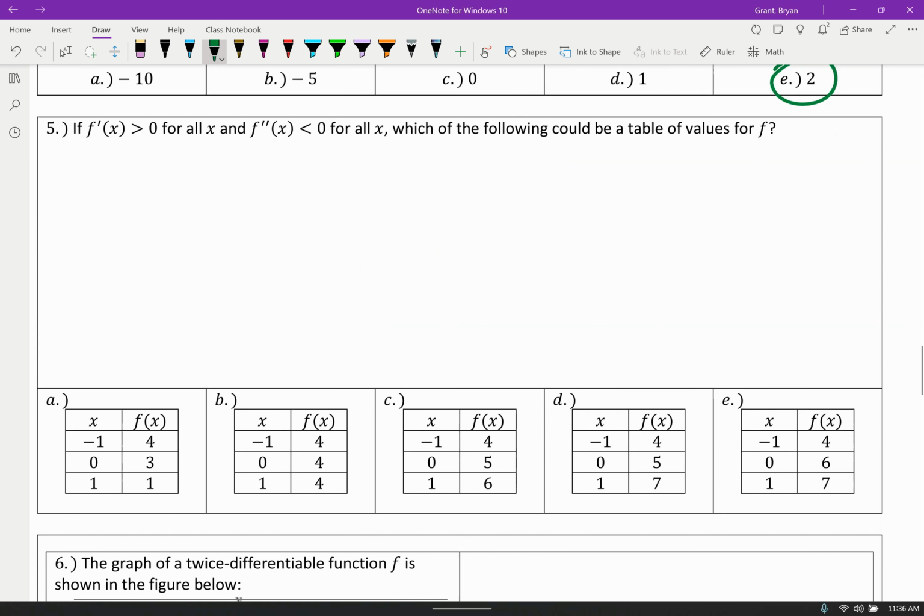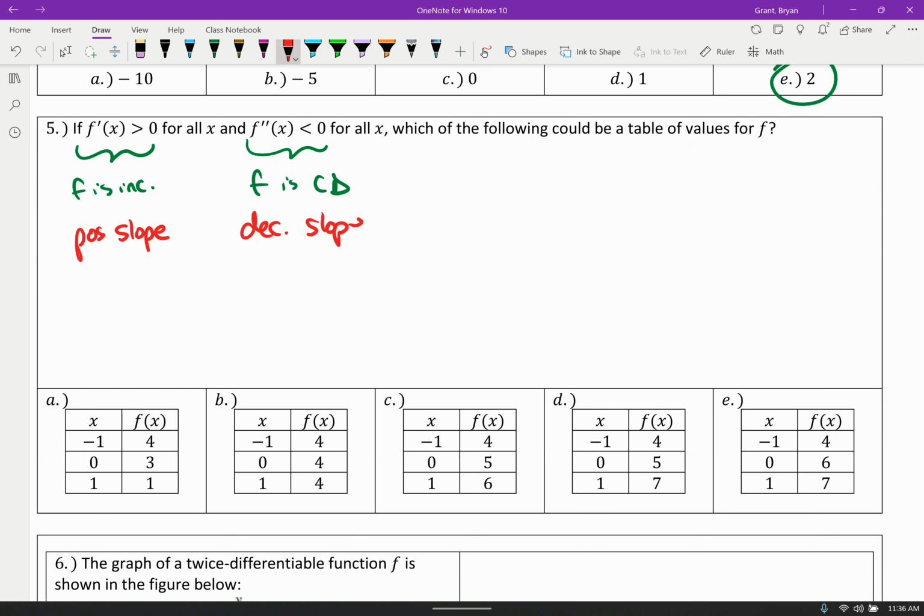Okay, here's another one, our good old friend. If f prime is greater than 0, that means that f is increasing. And f double prime is less than 0, it does mean that f is concave down. But I'm going to phrase both of these in terms of slope. We have a positive slope, and we have less than 0, a decreasing slope.